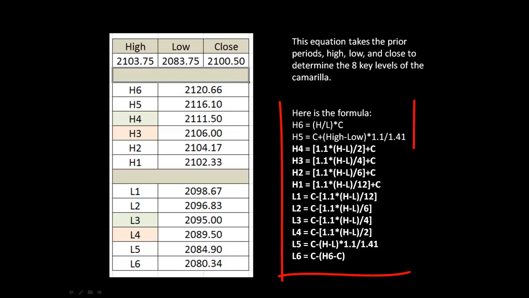If you look over here to the right, you'll see the formula for the calculator on Excel, and you can pause this video and use that to create your own calculator. There are plenty of free versions online, and a lot of the trading software platforms nowadays have the Camarilla indicator available. If they don't, you can write the code yourself and have the computer put the lines on the chart for you automatically.